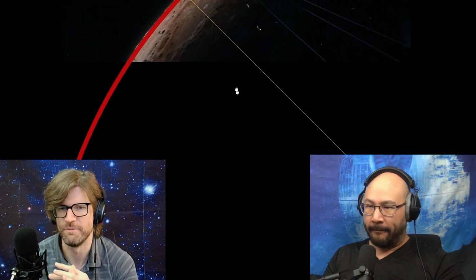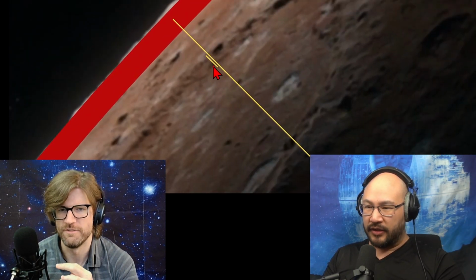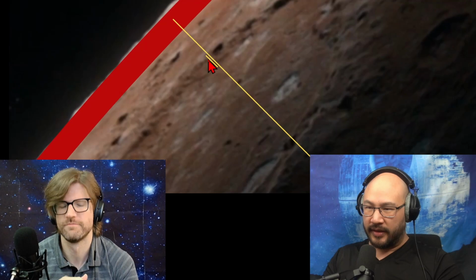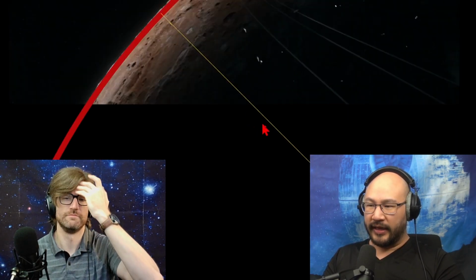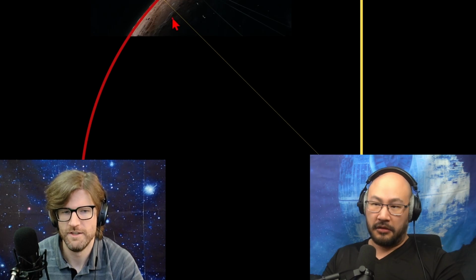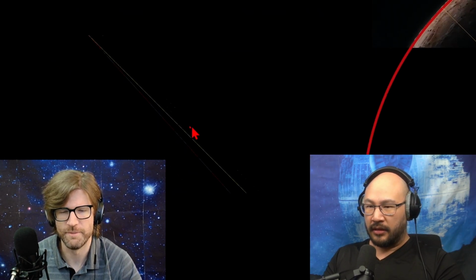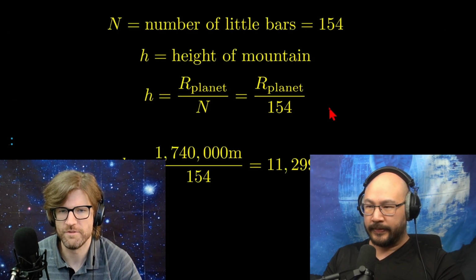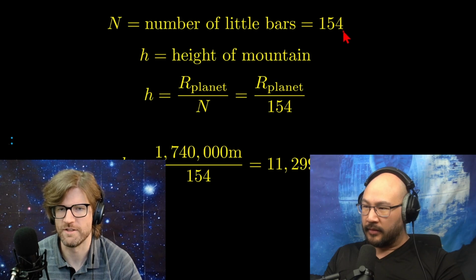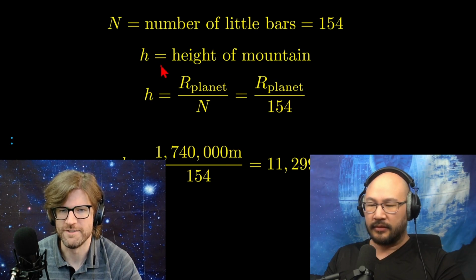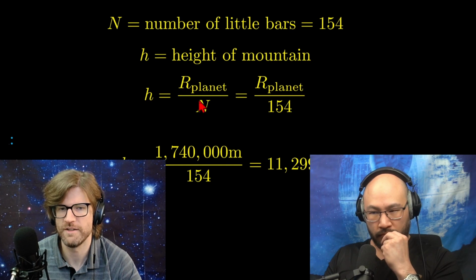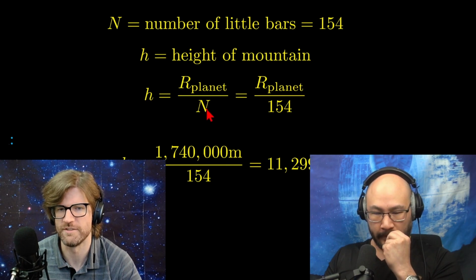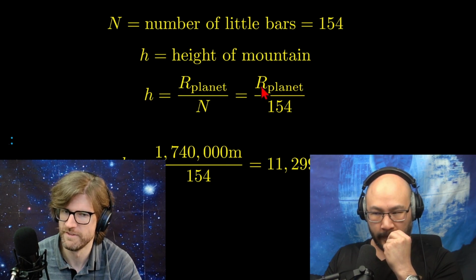So 154 little line segments create the radius of the planet. So that's 154 mountains, or the heights of these things, adds up to be the full radius of the planet. That's right. There's some calculations over to the left a little bit more. It says the number of little bars, which represents the height of the mountain, is 154. And h is the height of the mountain. So the height of the mountain is equal to the radius of the planet divided by the number of little bars, which is the radius of the planet divided by 154.